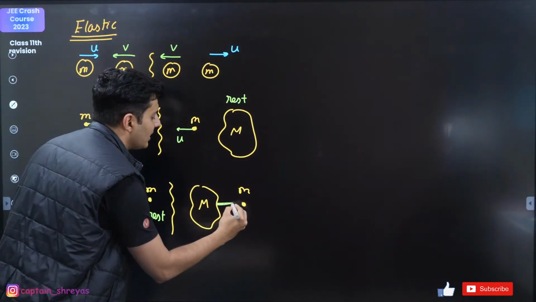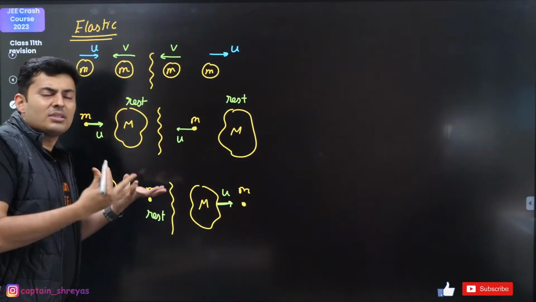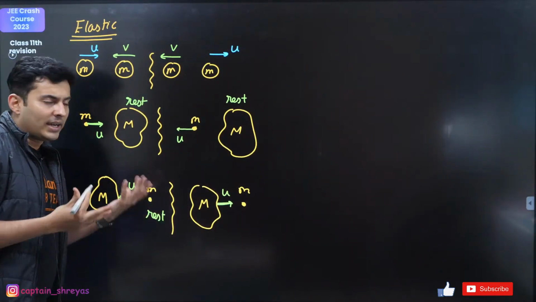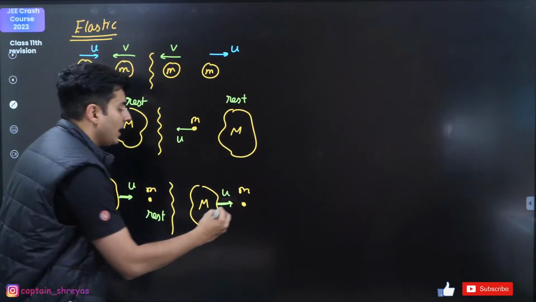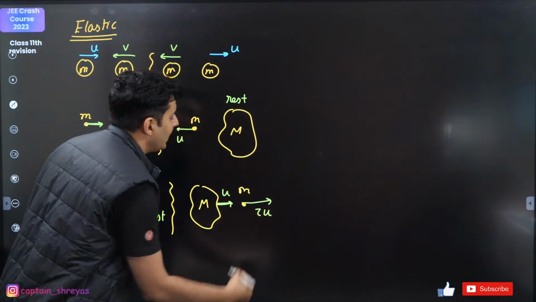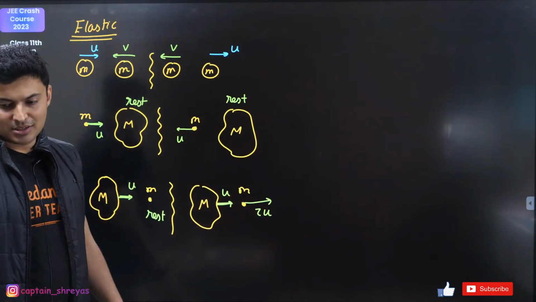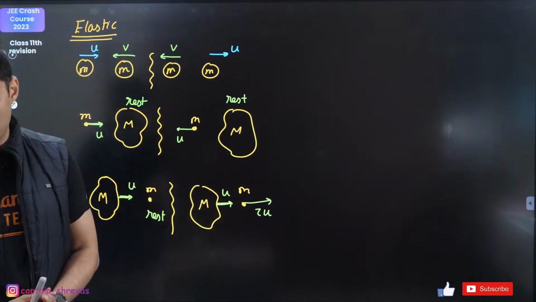After collision, the big guy's velocity will not change because it is very big. Hardly any effect will be there on the big guy. But the small guy will move with twice the speed as compared to the previous mass. Okay, I hope this is clear.